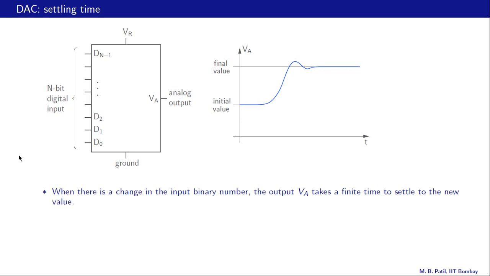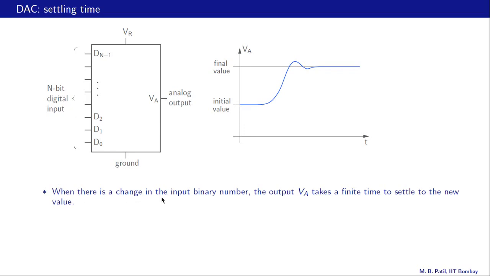There is a very important specification of a practical DAC, and that is the settling time. Let us take a 4-bit DAC as an example, and let us say we are changing our binary input number from say 0011 to 1100. As a result of that, our analog output is going to change. This is our initial value, and that is our final value, and it's going to take some time for this initial value to change to the final value.